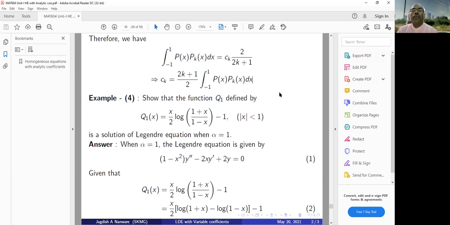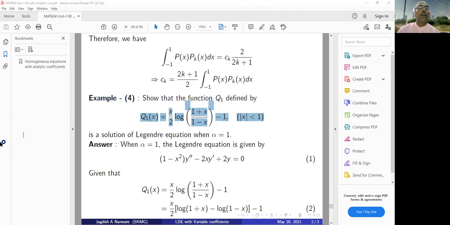Now the last example of this unit is: show that the function q1 defined by x upon 2 log of (1 plus x upon 1 minus x) minus 1, in the region minus 1 less than x less than 1, is a solution of the Legendre equation when alpha is equal to 1. Means when alpha is equal to 1, what is the Legendre equation? That I will write.